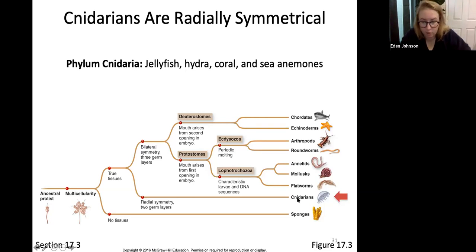Okay, so again, if you're looking at phylum Cnidaria with all of the cnidarians, you're going to trace this back and you see that cnidarians have radial symmetry and two germ layers. What are those two germ layers? The ectoderm and the endoderm. They do not have a mesoderm. Trace this back and we know that they have true tissues as well as multicellularity.